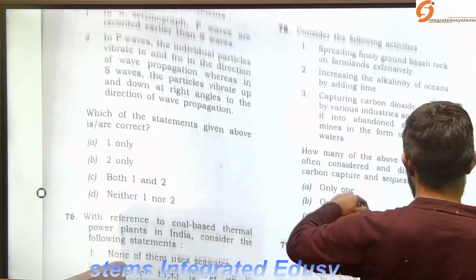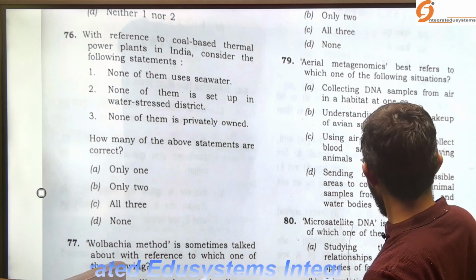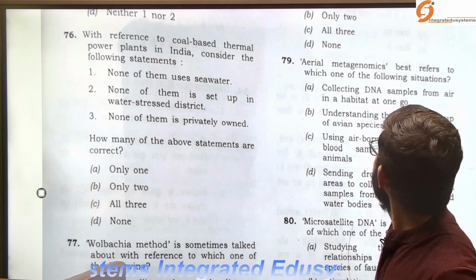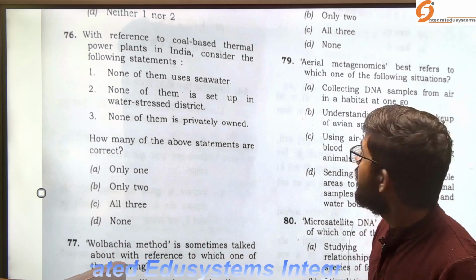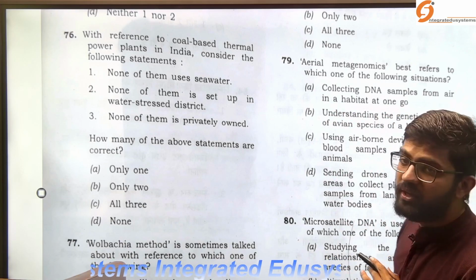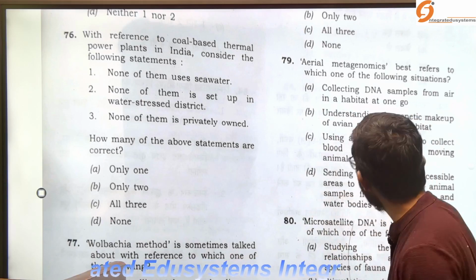79. Aerial metagenomics best refers to which one of the following situations? Answer: collecting DNA samples from air in a habitat at one go. Right, A is the only answer over here.